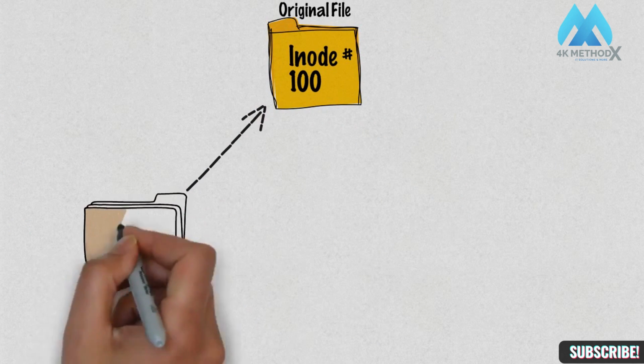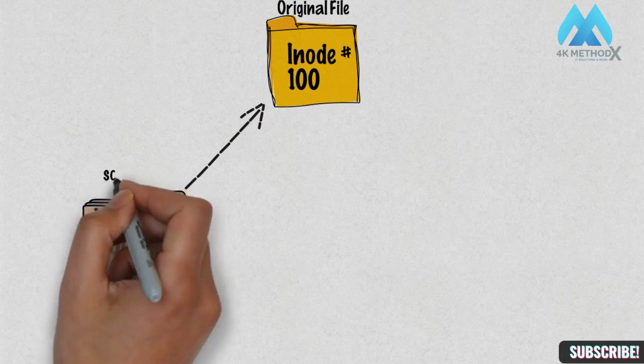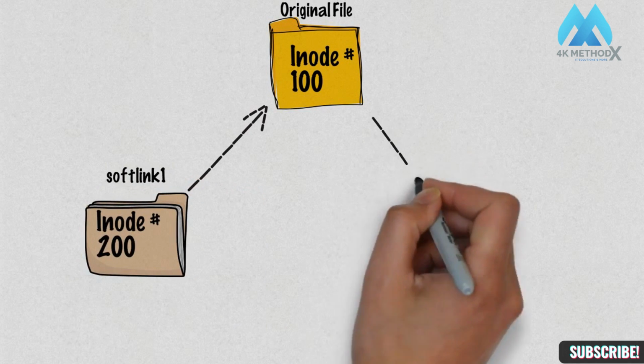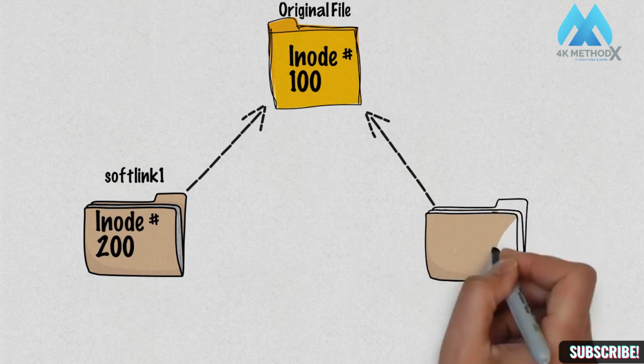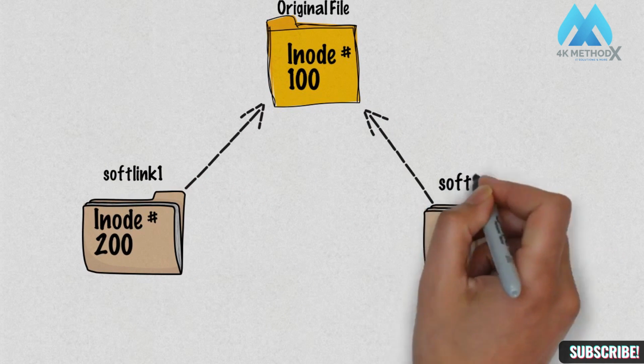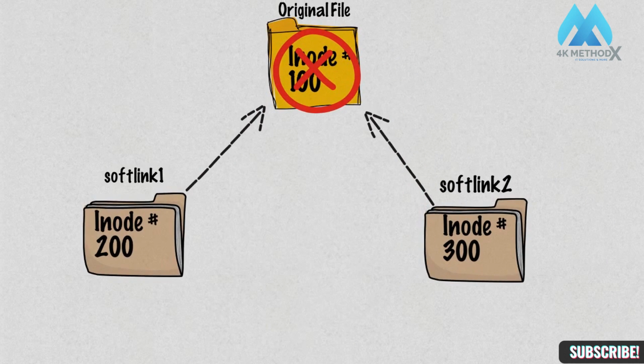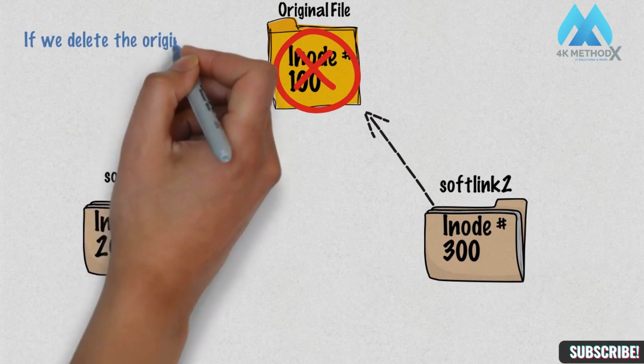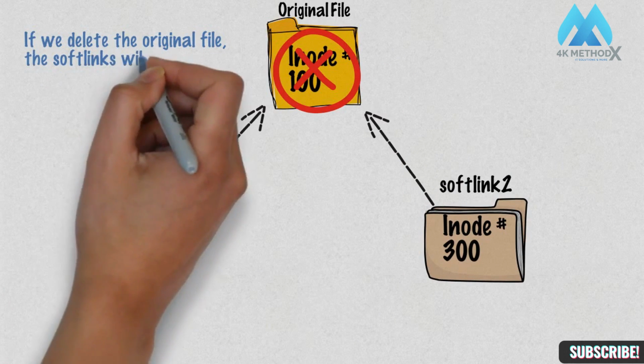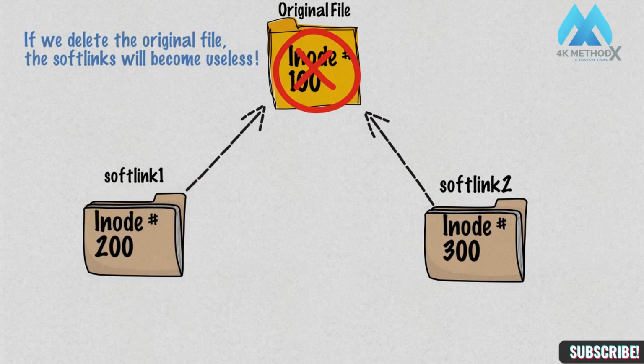So here is a visualization of soft links. Here we have an original file with an inode number of 100, and we have two soft links or two shortcuts, one with an inode of 200 and one with an inode of 300. As you can see, the inode numbers differ when we are dealing with soft links. If we delete the original file, the soft links will become useless. Pretty much like a shortcut in Windows, right? If you delete the original file, the shortcut will be useless.